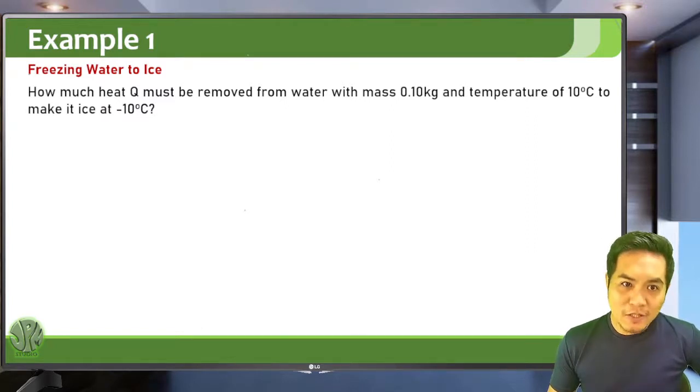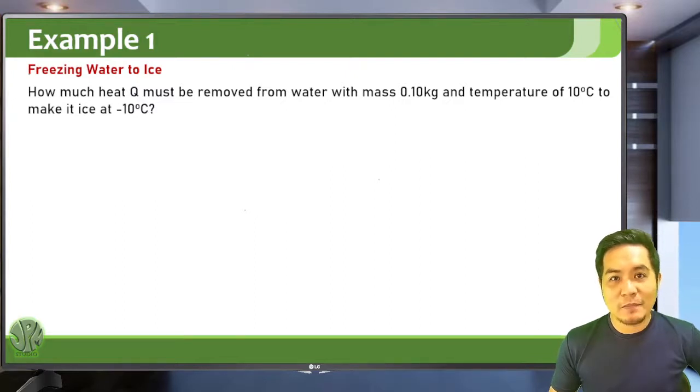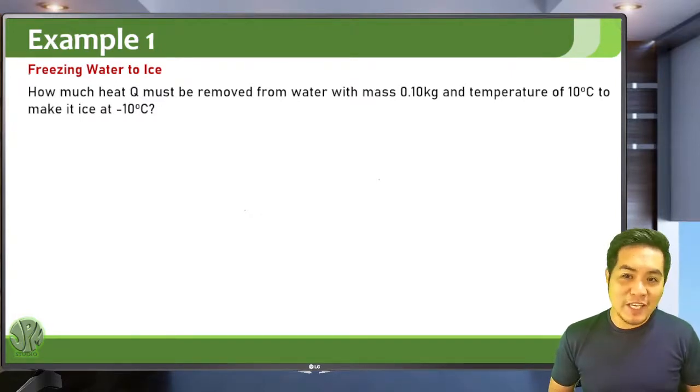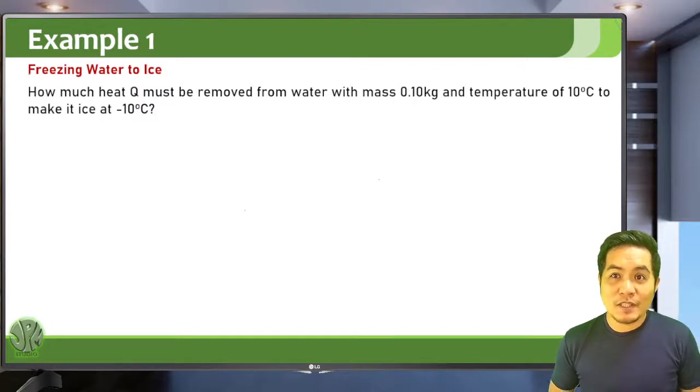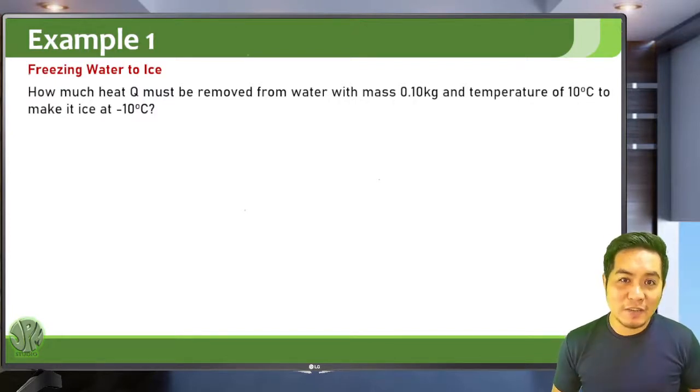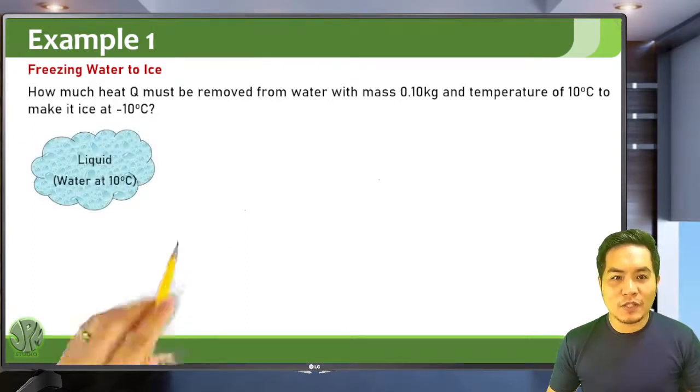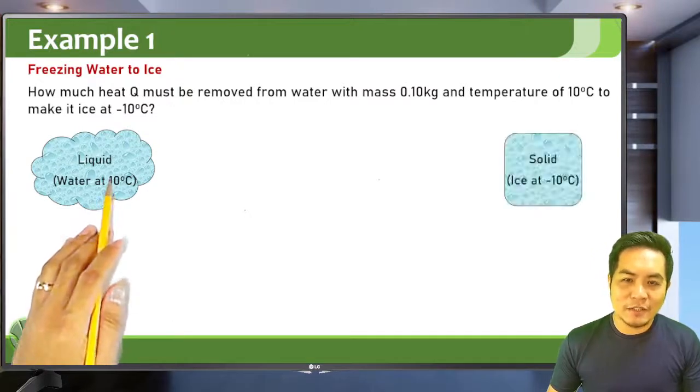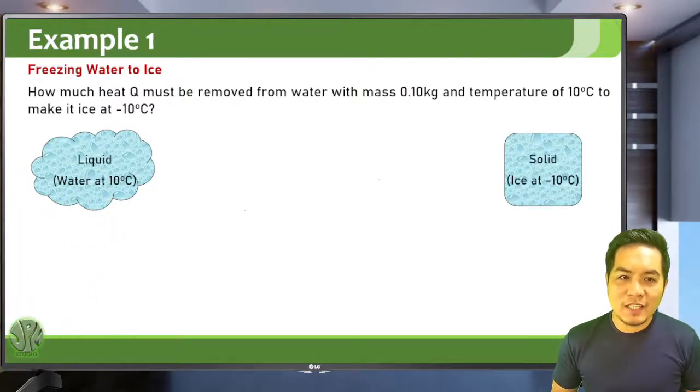How much heat must be removed from water with mass of 0.10 kilogram and temperature of 10 degrees Celsius to make it ice at negative 10 degrees Celsius? Usually, the one removing heat is what we call a freezer. When you put material in your freezer, the freezer absorbs the heat, or is the one removing the heat from your material. Initially, you have liquid water at 10 degrees Celsius, and your final material is solid ice at negative 10 degrees Celsius.